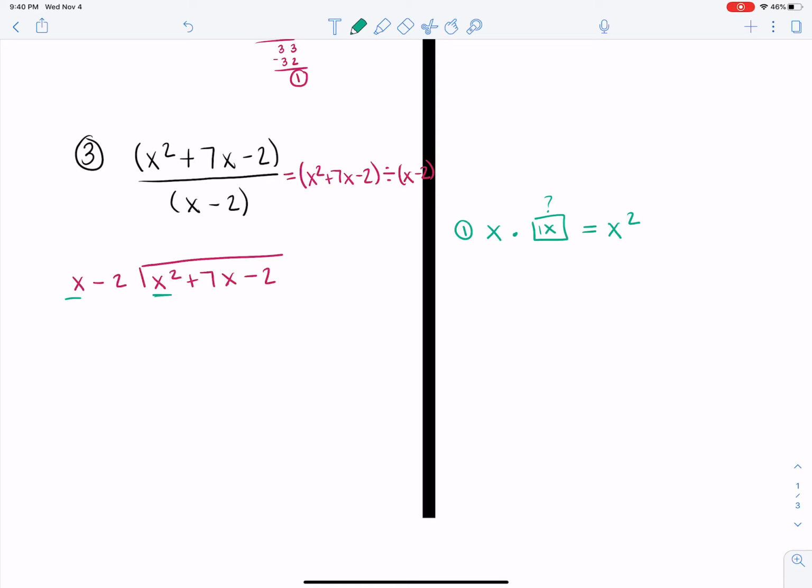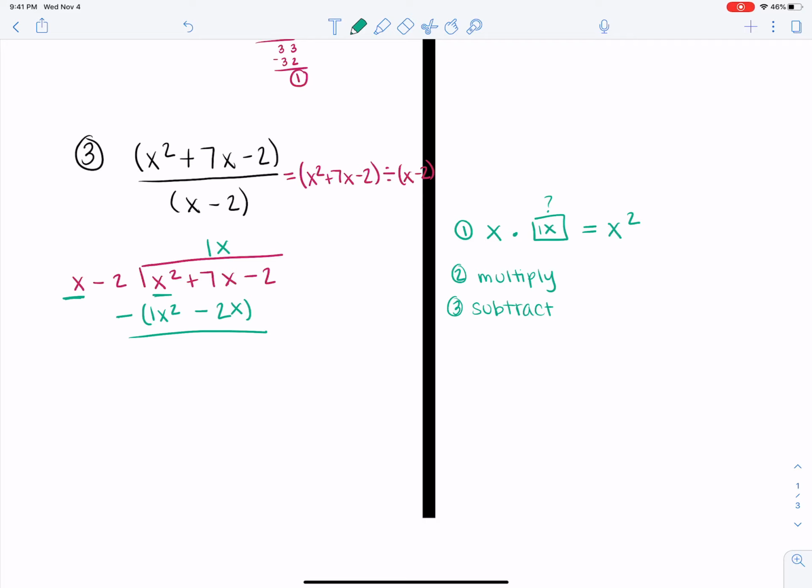Now, when you write that on the top of your division bar, you're going to line it up with the like term. So 1x is going to go above the 7x, not above the x squared, just so you can keep like terms aligned. Okay, now after that, we're going to multiply. So I'm going to take the 1x times the x and times the -2. So 1x times x, 1x squared. 1x times -2, -2x. I'm going to subtract those to find my answer. So multiply, subtract.